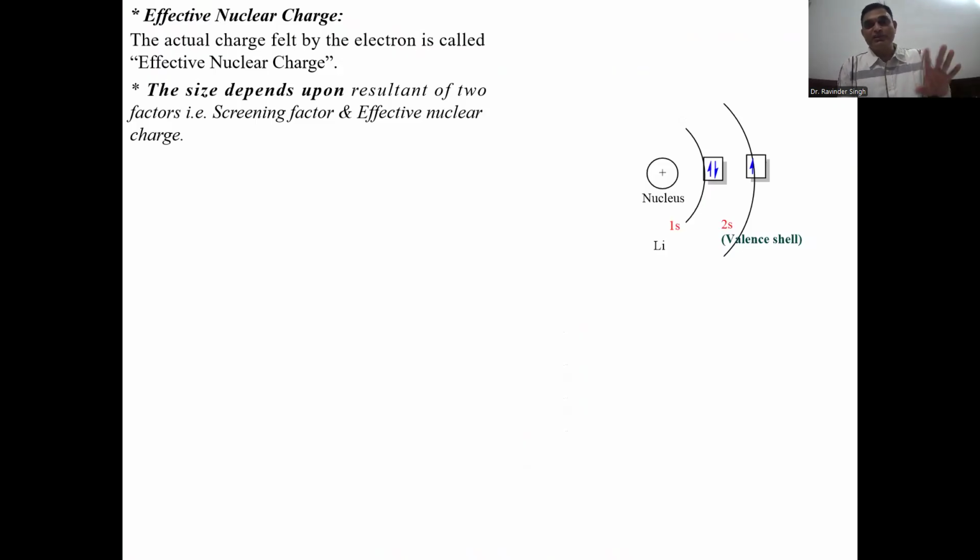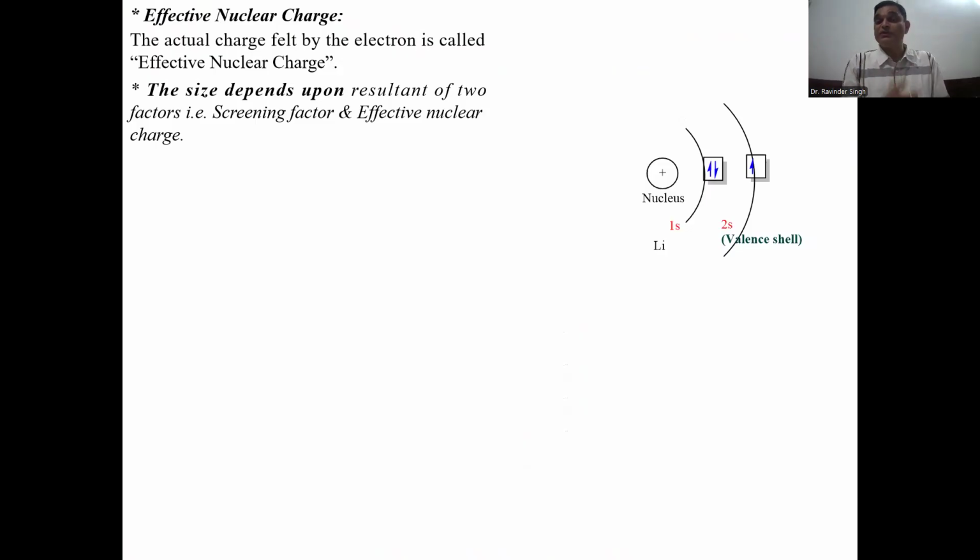By using these two factors, we can explain the interaction between the nucleus and the valence electron, because the decrease or increase of size depends upon the attraction between the nucleus and the valence electron. If the attraction between the nucleus and valence electron increases, the size decreases. If the attraction decreases, the size will increase. So the increase or decrease of size depends upon the resultant of these two factors.